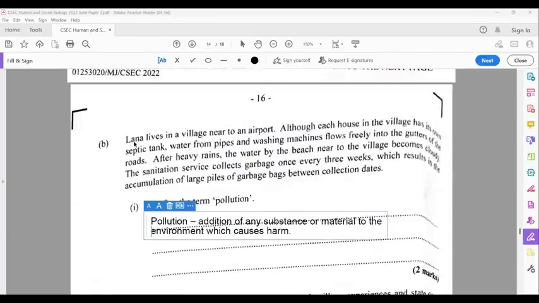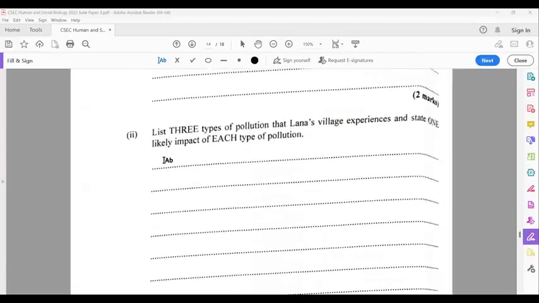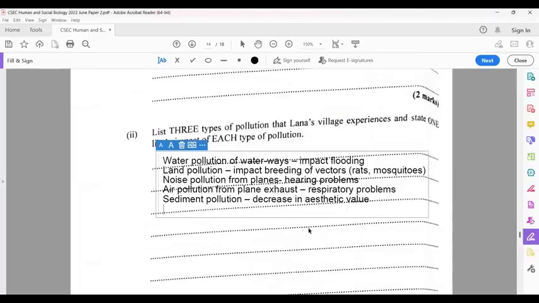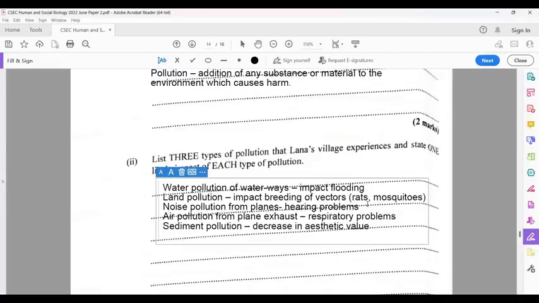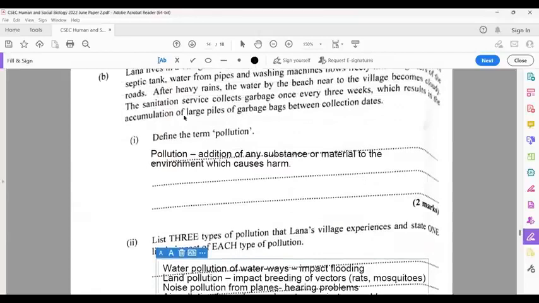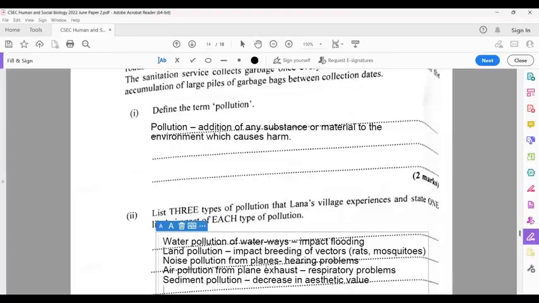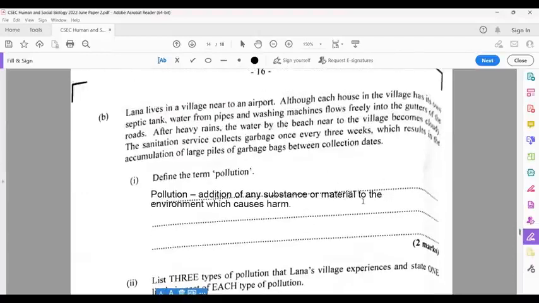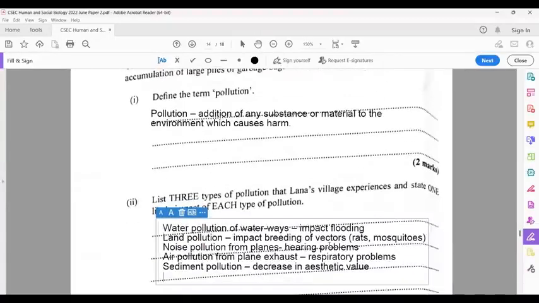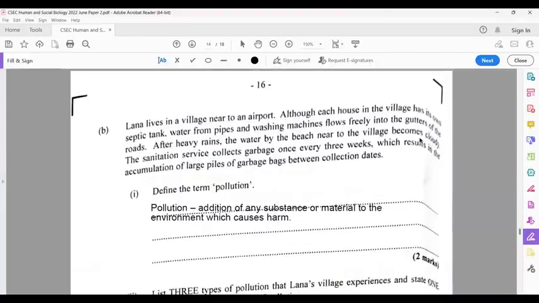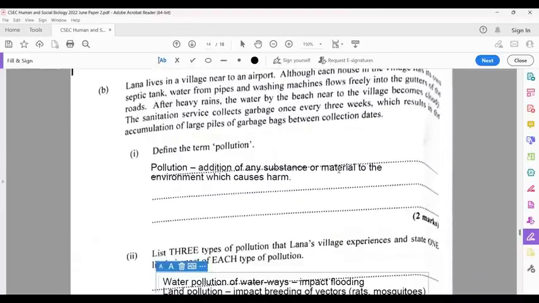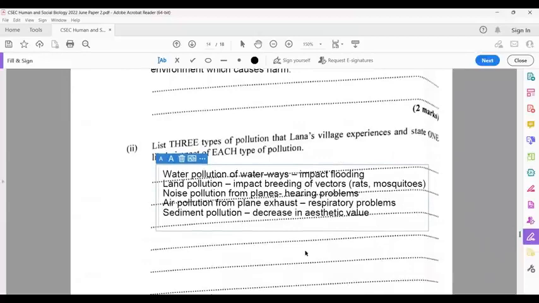And when you're reading the passage, just underline the different things that can cause pollution. So we have identified them for you. Water pollution, we know the waterways lead to flooding when they become cloudy. Land pollution, the impact of breeding vectors like rats, mosquitoes, because they said that the garbage piles up between collection dates. Noise pollution, the village is near an airport. Airports are for planes. Air pollution, planes again, the exhaust that could lead to respiratory problems. And the beach becomes cloudy. The beach is becoming cloudy because of sediment. So sediment pollution is included here, and that has decreased the aesthetic value of the beach. So that's an impact that is experienced.